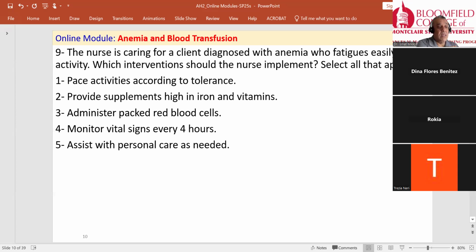Number 2, provide supplements high in iron and vitamins. Do you have any specific? See, you have to answer the question based on the stem of the question. Within the stem, did we specify whether it is folic acid, B12, iron, or we don't know, right?